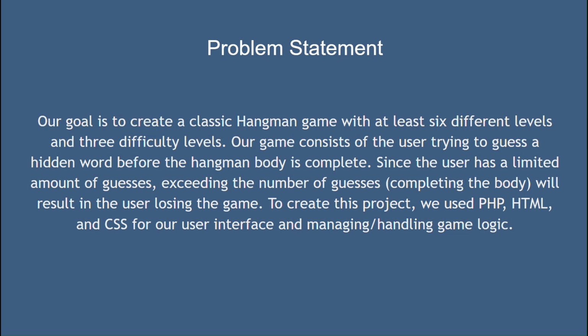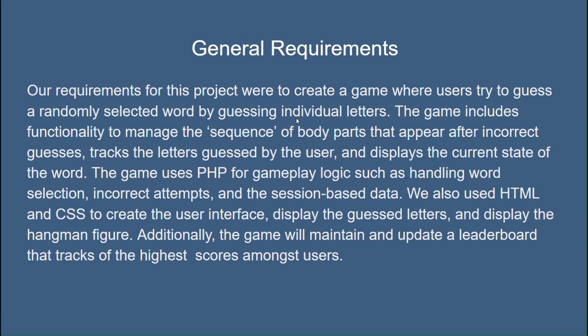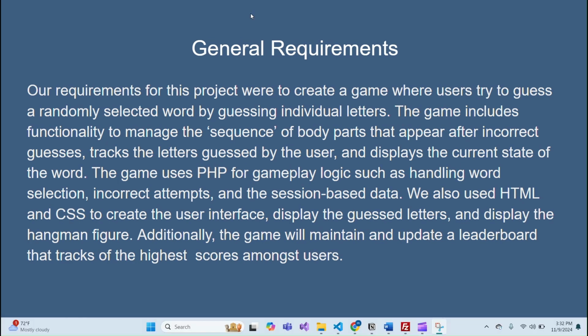To create this project, we used PHP, HTML, and CSS for our user interface and for managing and handling game logic. Our requirements for this project were to create a game where users try to guess a randomly selected word by guessing individual letters. The game includes functionality to manage the sequence of body parts that appears after incorrect guesses, tracks the letters guessed by the user, and displays the current state of the word.